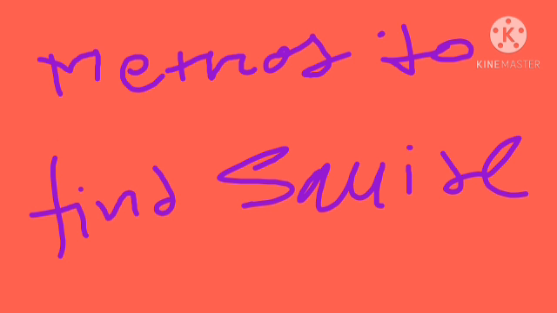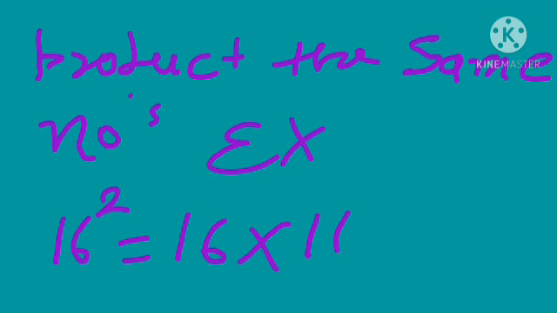Okay, now next we are going to study how to get squares, the method to get the square. Whatever square you want to find, just multiply the same number two times. For example, we want to find the square of 16, so 16 into 16 equals 256.